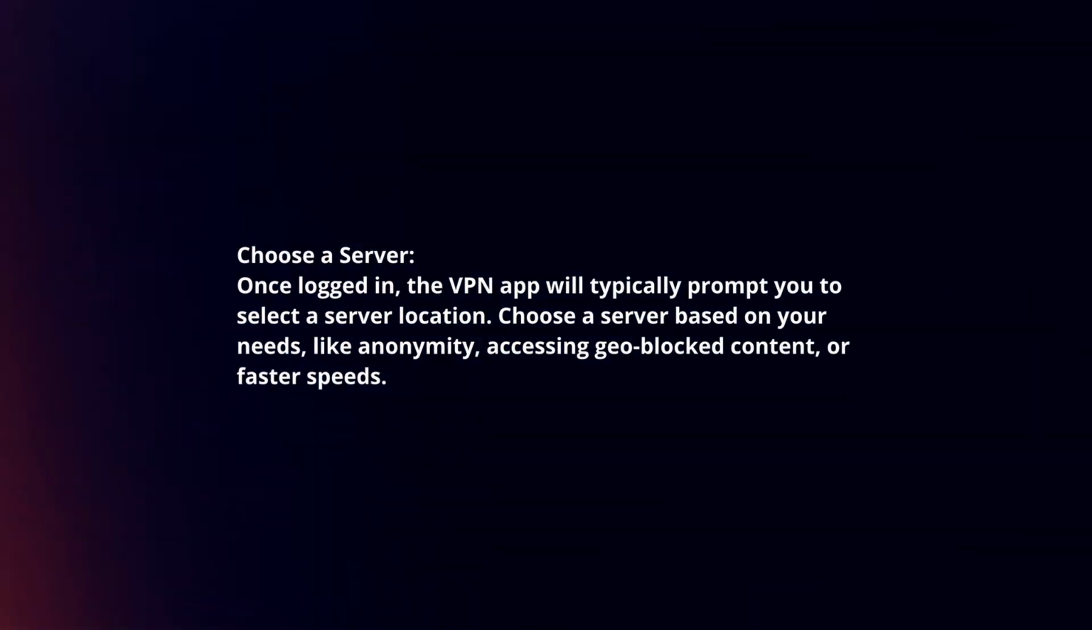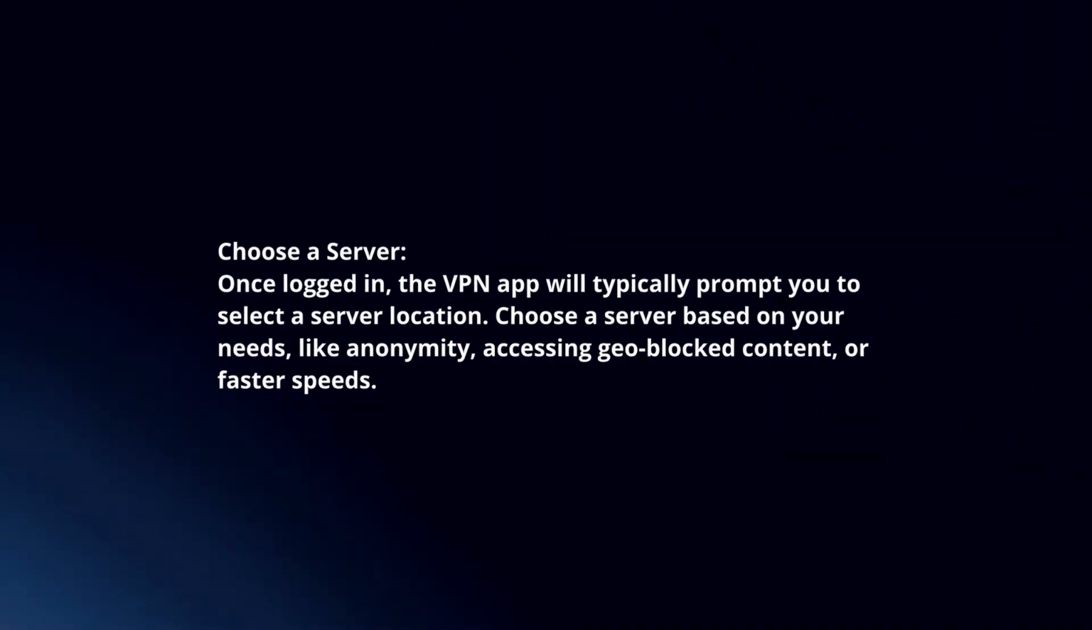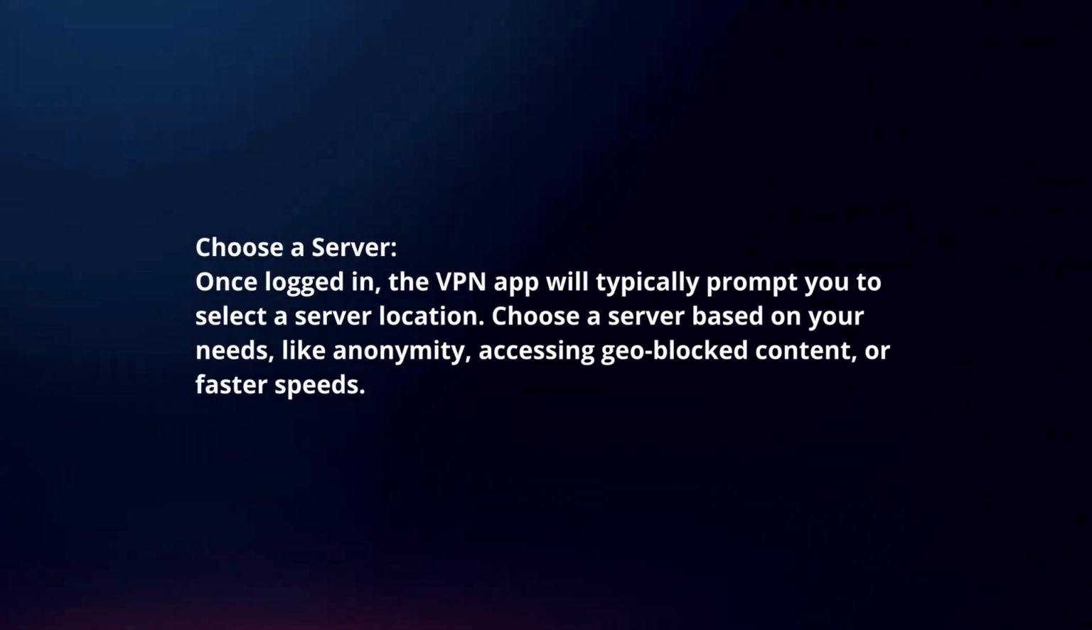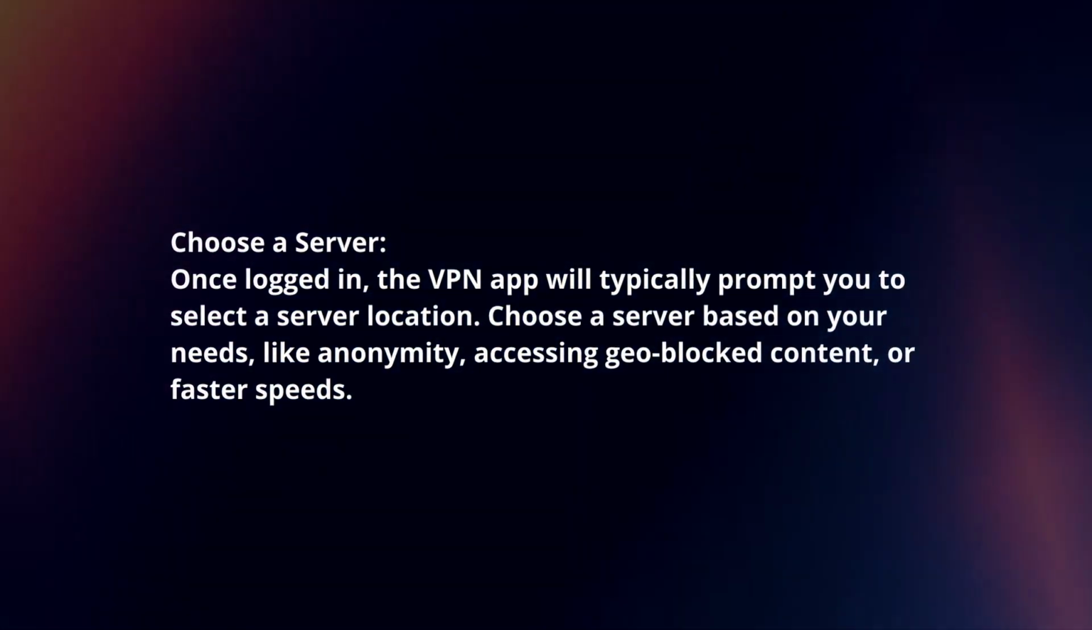Choose a server. Once logged in, the VPN app will typically prompt you to select a server location. Choose a server based on your needs like anonymity, accessing geo-blocked content, or faster speeds.